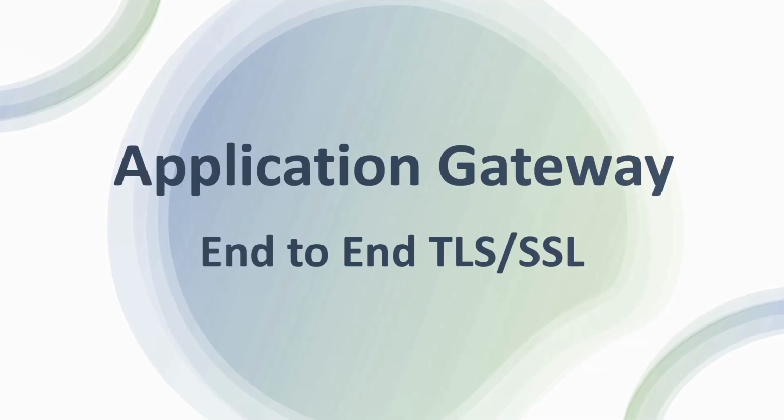And in this video, I'll show how to set up end-to-end TLS encryption in Application Gateway. However, instead of using the self-signed certificate, I'll use the CA signed certificate from Let's Encrypt. So let's start. Application Gateway supports both TLS termination as well as end-to-end TLS encryption.